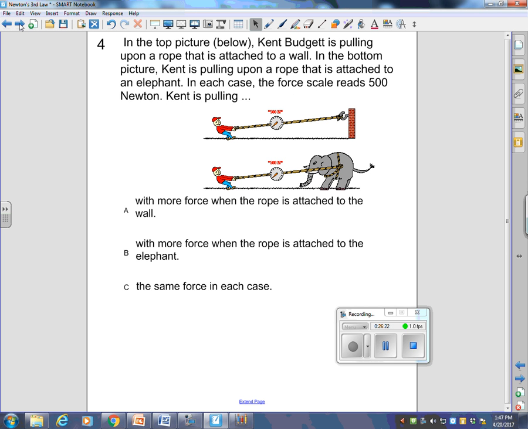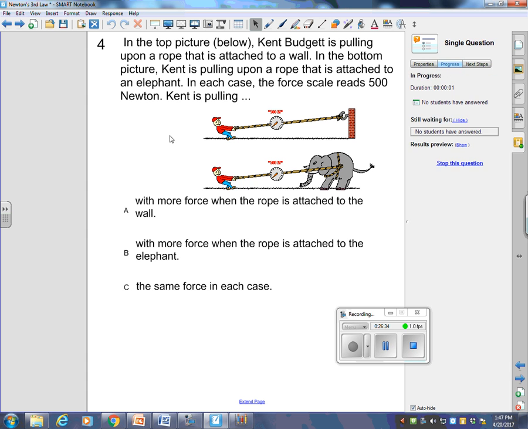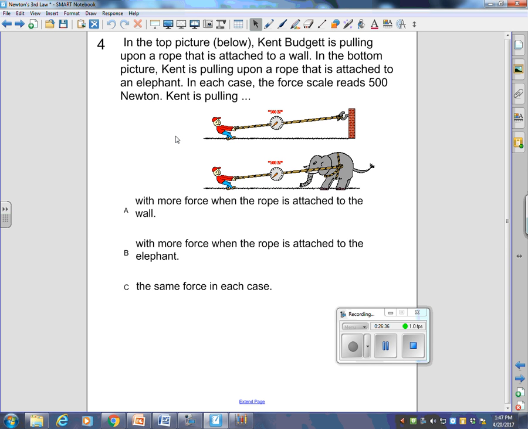Okay. Number 4, in the top picture below, Kent Budget, pause for laughter. Can't budget. Oh, I'm going to get started. Get it? Because he can't budget? Thanks. Yeah, he spends all his money, can't budget. No, I thought you meant like he couldn't budge. Yeah, I know. Okay. Just checking.